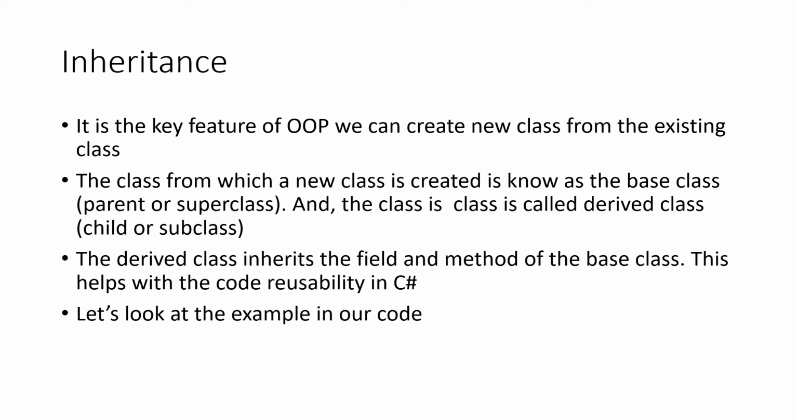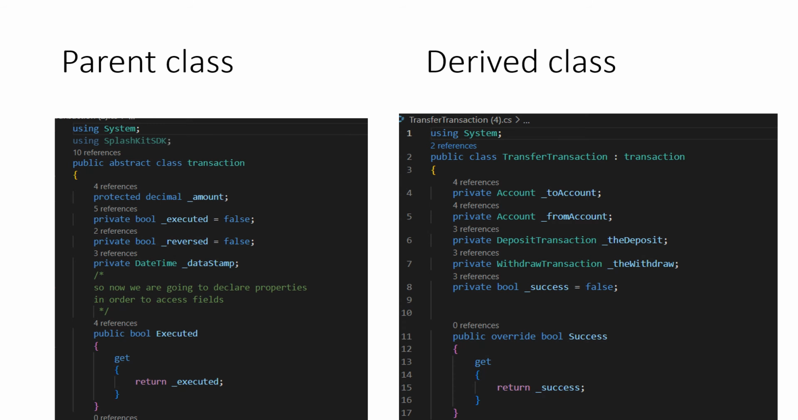Let's look at an example in our code. Over here, you can see our parent class, which is the transaction class, and we have a derived class, which is the transfer transaction class. So transfer transaction class is derived from transaction class. To put this all together, let me give you a simple example. Let's take an example of a family. In a family, we have mother and father, and children inherit the features of mother and father. Let's say if a father has blue eyes, then children also inherit blue eyes. So the same concept is applied over here.